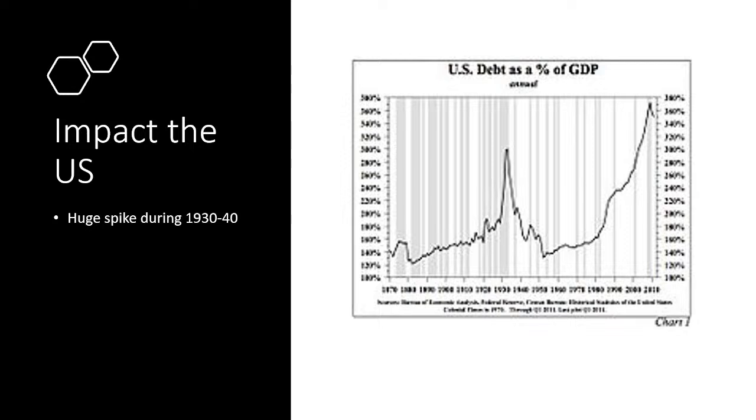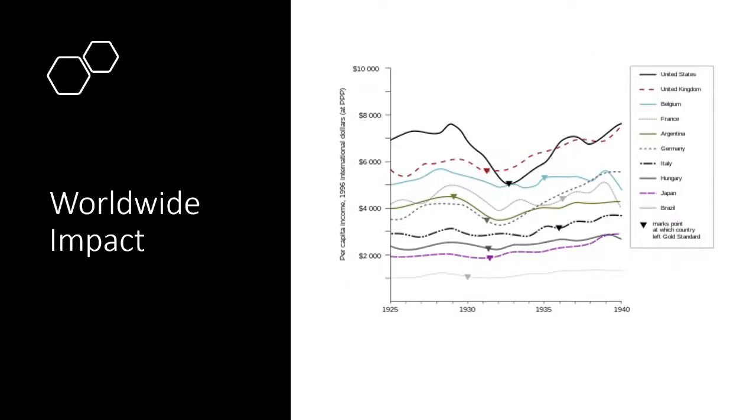You see a huge spike in the debt to GDP ratio also in the US. It was also similar in 1929. Worldwide impact. There was impact in almost all countries in the world, but back in those days, as I mentioned initially, we were less globalized. Now we are a lot more globalized. So an impact in the US will have impact everywhere in the world.